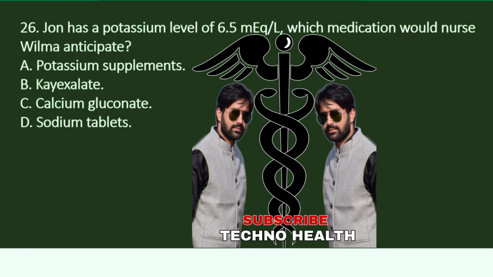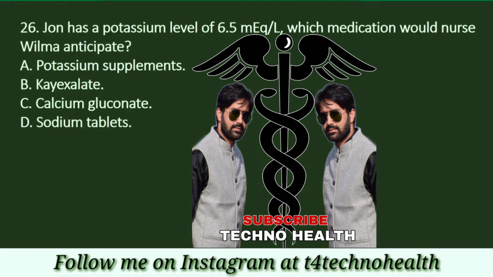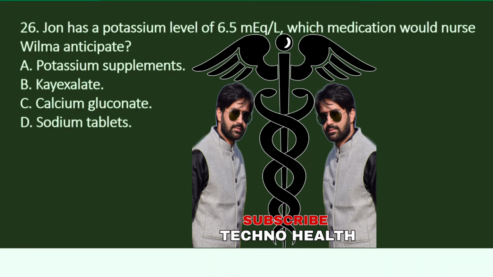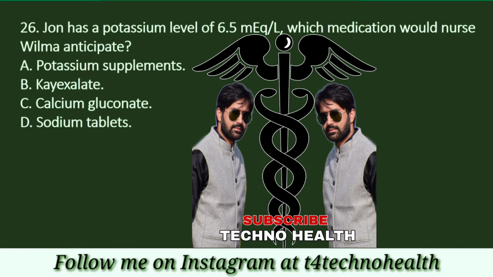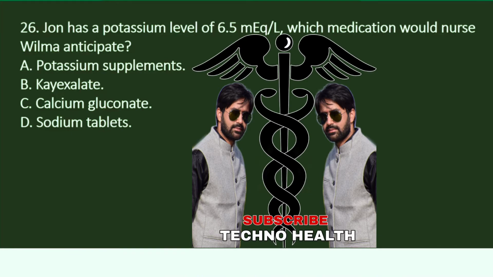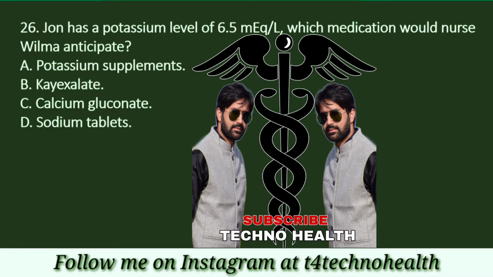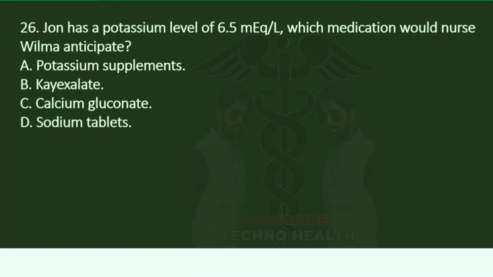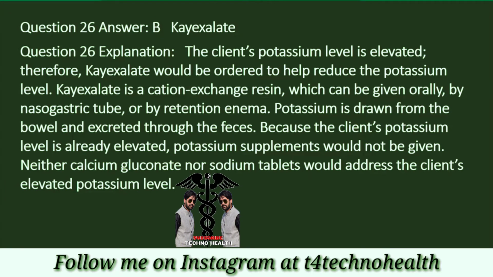Question 26. John has a potassium level of 6.5 mg/L. Which medication would Nurse Wilma anticipate? A. Potassium supplements. B. Kayexalate. C. Calcium gluconate. D. Sodium tablets. Question 26. Answer: B. Kayexalate.